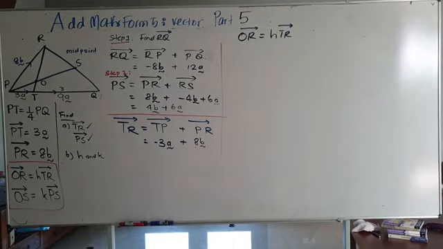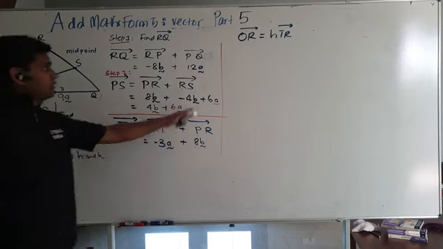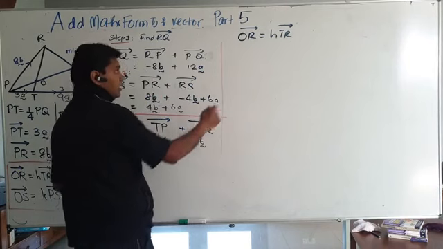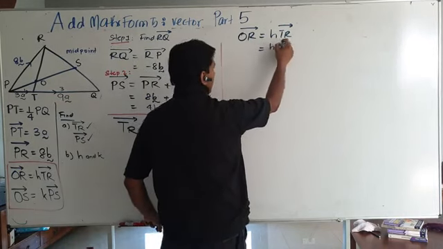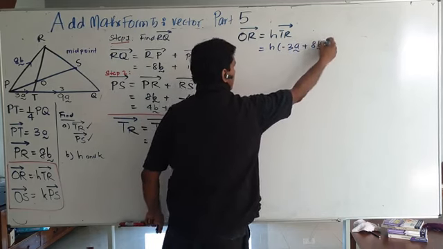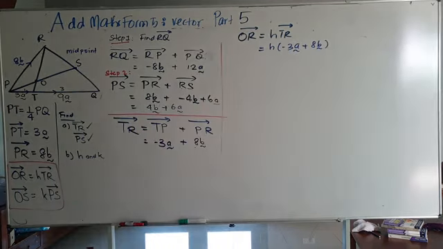So therefore, information given, let's use the information. What is TR? TR is given, let's substitute TR inside. I'm going to take TR and substitute inside here. H, negative 3A plus 8B. Okay, take a look. Are you okay? All right, so we've done that.